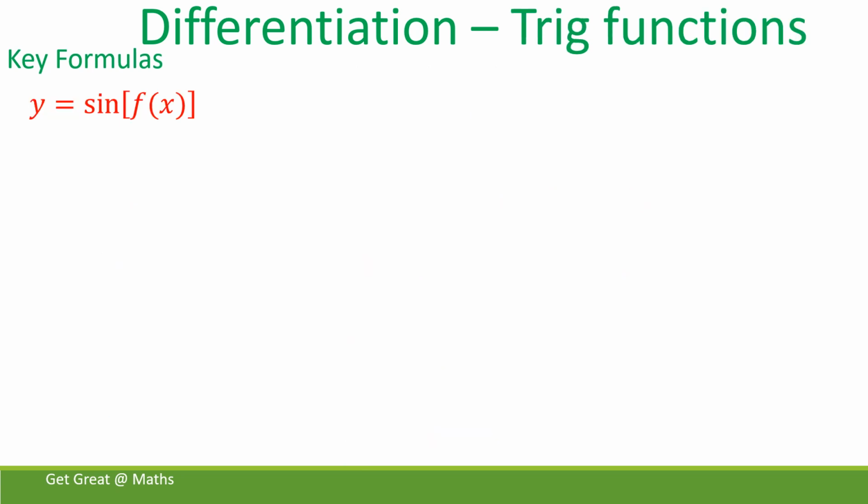Here we're going to look at the main three trig functions to differentiate. Now you should know that the differential of sine x is cos x, but we've got the function y equals sine of f of x. The differential of sine of f of x means we've got to differentiate this f of x to be f dashed of x, and the differential of sine is cos, so dy by dx is equal to f dashed of x cos of f of x.